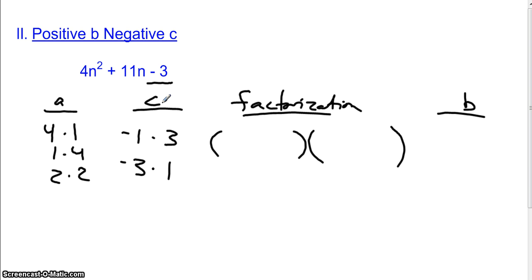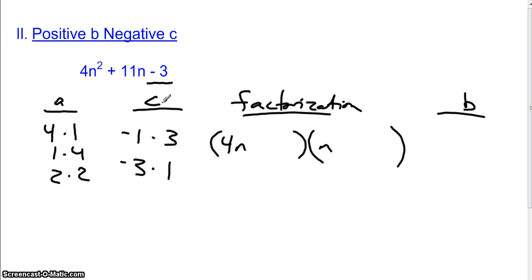So what do you want to start with? Do you want to start with 2 times 2 or 4 times 1? 2 times 2. Who says 2 times 2? Who says 4 times 1? Most people think 4 times 1. Good for you, because that 11 is kind of big. I mean, you could try the 2 times 2. Maybe we're wrong.